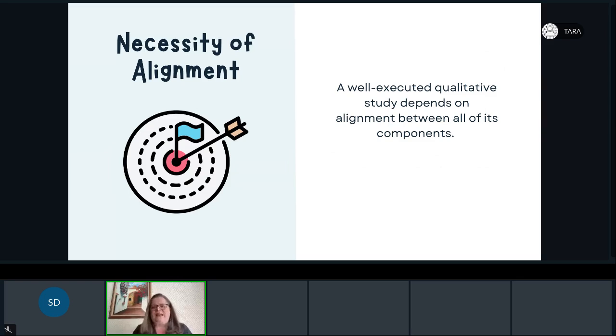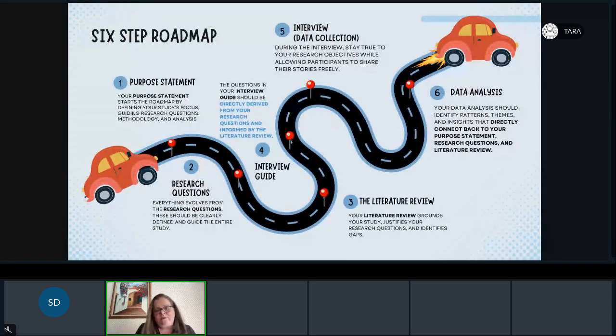And the critical one, and if you're in the doctoral program and you're starting to work on your research study, is alignment. You're going to hear about this from your professors. Let's talk about alignment. A well-executed qualitative study, and that means a well-executed interview, if that's the kind of data collection you choose, depends on alignment between all of its components. This ensures that every part of your research, from the questions you ask to the findings you present, works together to create a coherent, credible study. And here's how it all connects. It's like a roadmap, okay?